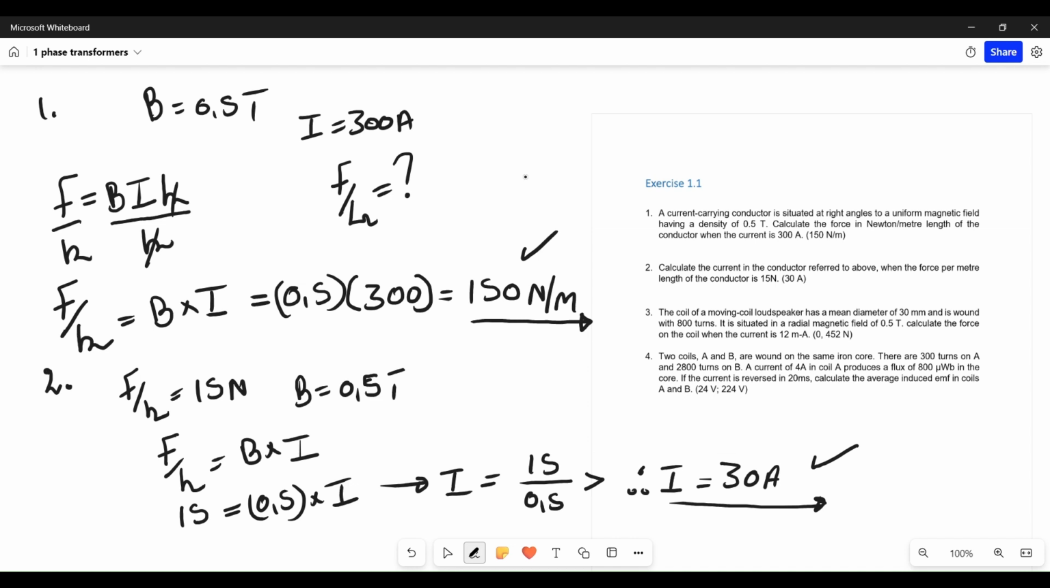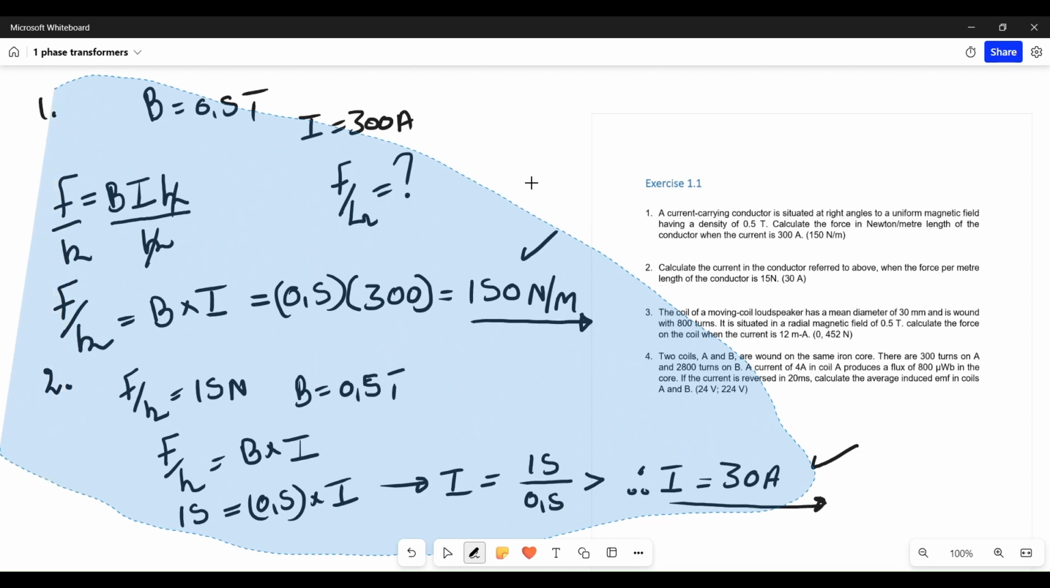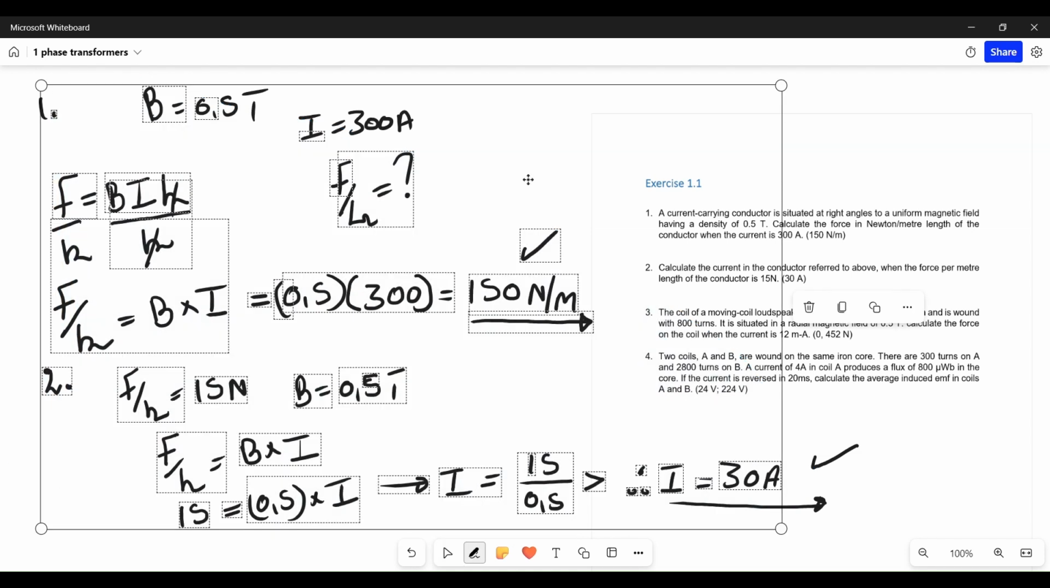I'm going to give some time for whoever's watching to digest and to copy whatever they see, if they're copying, before I move to question 3 and 4. I hope I can erase everything and continue.